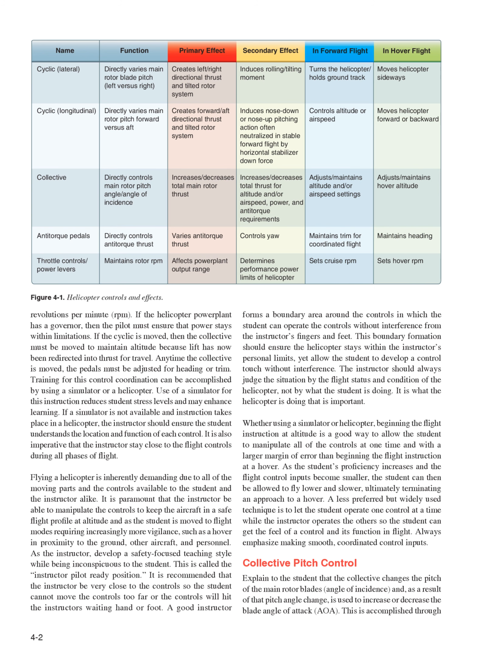Whether using a simulator or helicopter, beginning the flight instruction at altitude is a good way to allow the student to manipulate all of the controls at one time and with a larger margin of error than beginning the flight instruction at a hover. As the student's proficiency increases and the flight control inputs become smaller, the student can then be allowed to fly lower and slower, ultimately terminating an approach to a hover.